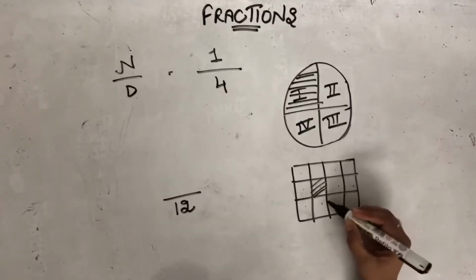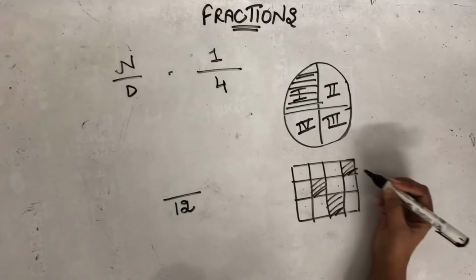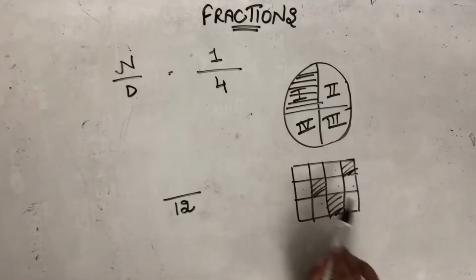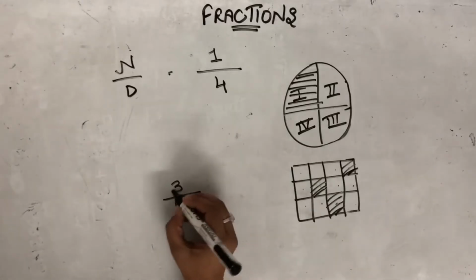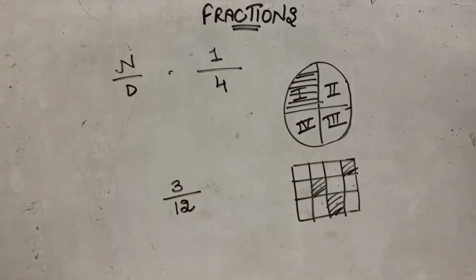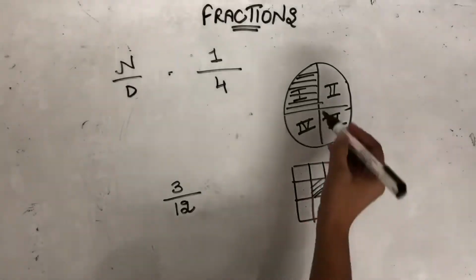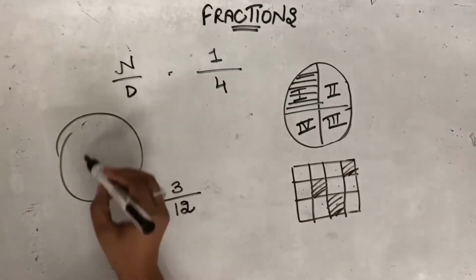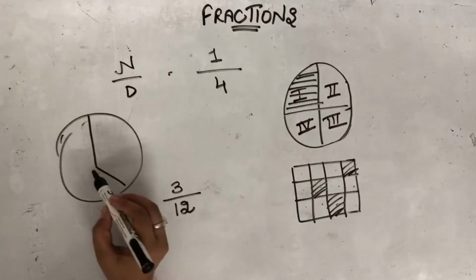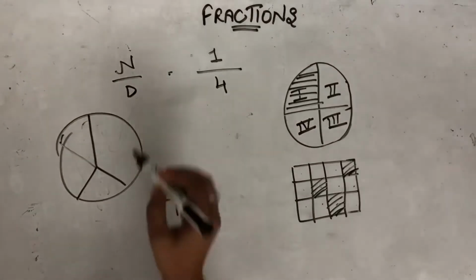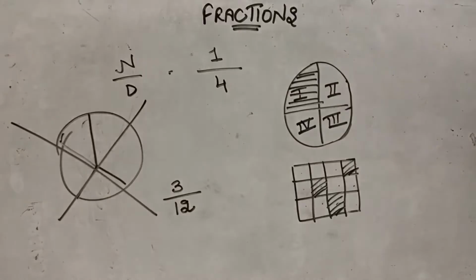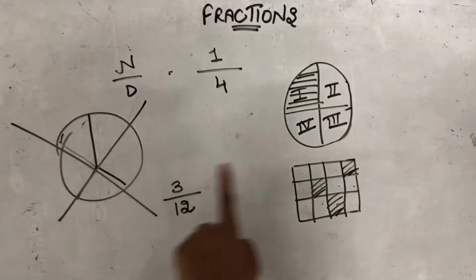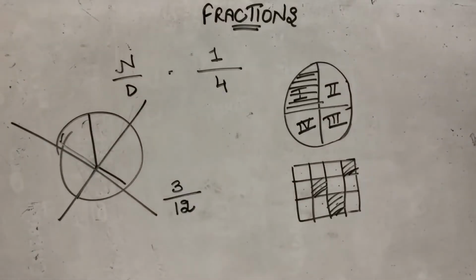Now I am shading a few parts in this figure. So how many parts are shaded? 1, 2, 3. So in numerator you will write 3. Just one thing you have to keep in mind, that the parts are of equal sizes. Like if this is a pizza, this will be wrong. So the parts should be of equal sizes.